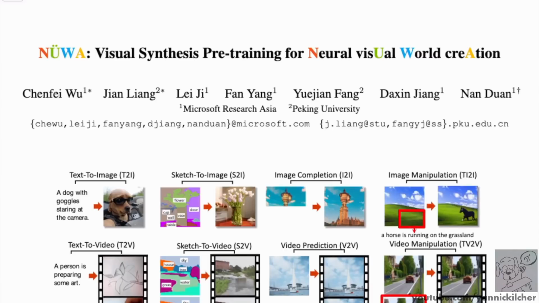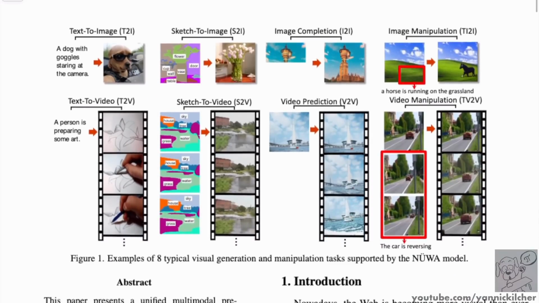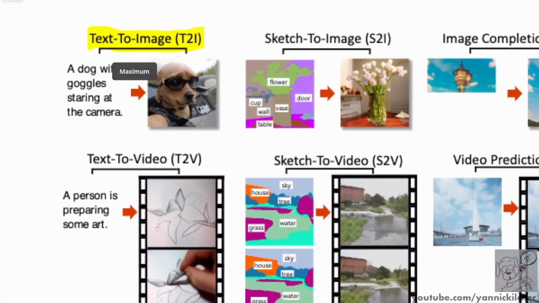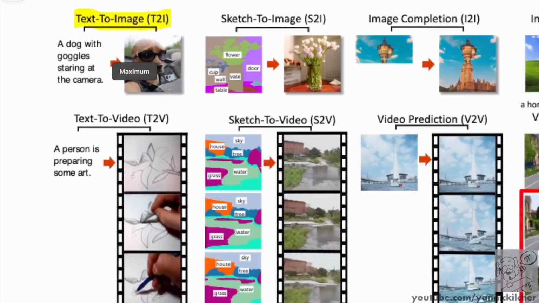Hi there. Today we'll look at NÜWA, Visual Synthesis Pre-Training for Neural Visual World Creation. This is by researchers of Microsoft Research Asia and Peking University. The paper presents a model that can support a wide variety of image generation tasks, such as text to image, where you give a piece of text and you get an image. This is a dog with goggles staring at the camera.